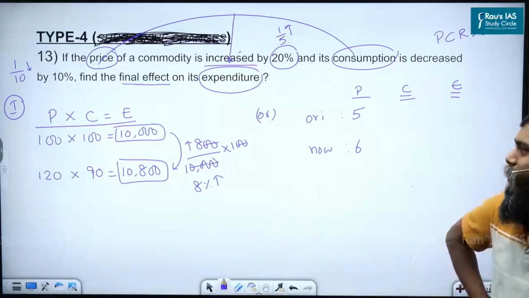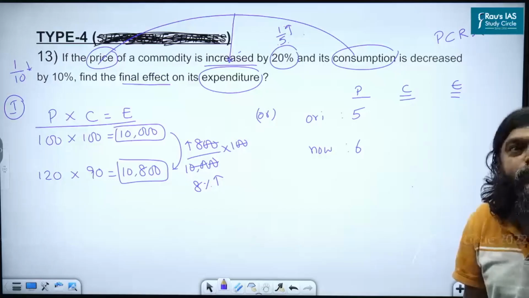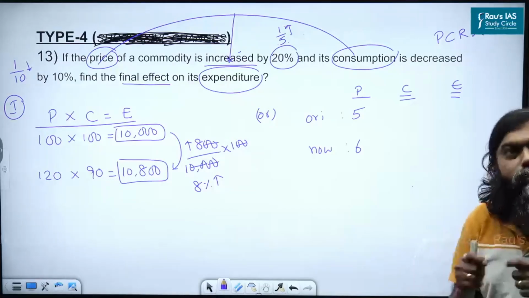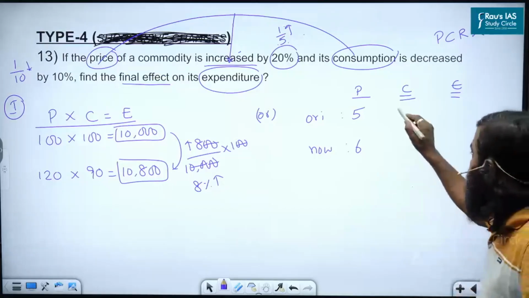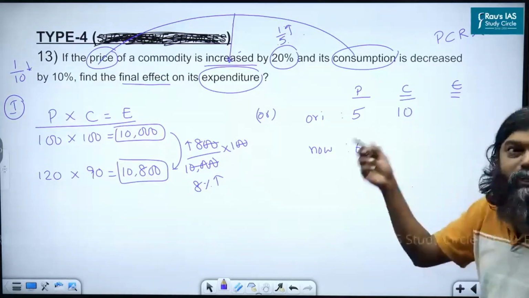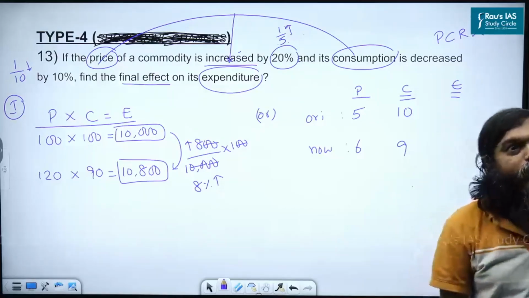Yes, the original is 10. Original consumption is 10. Because whatever we do, we have to read the words carefully. So original consumption is 10. The new consumption decreased by 1, it becomes 9. All are getting this? What I am writing?